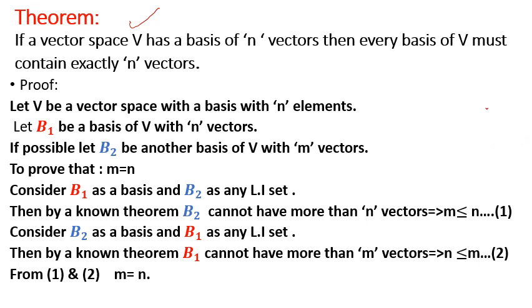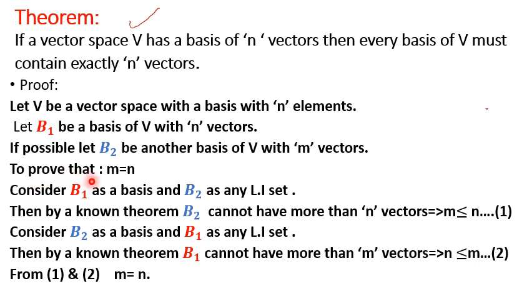Now let us try to prove this. Let V be a vector space with a basis of n elements. So let B1 be a basis of V with n vectors. What do we have to prove? Any other basis will also have the same number of vectors. So if possible, let B2 be another basis of V with m vectors. To prove this, I am taking a contradiction: suppose there is another basis with m vectors, so n and m are different.